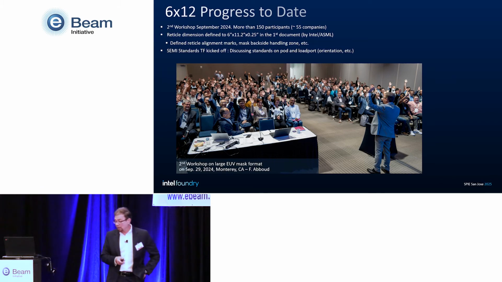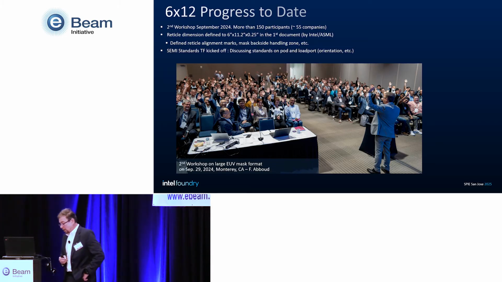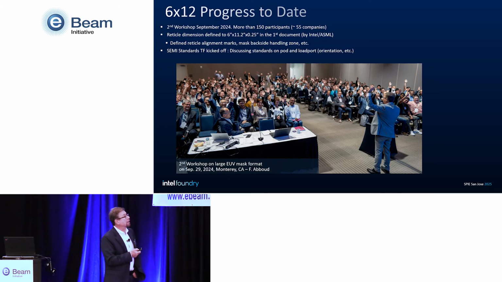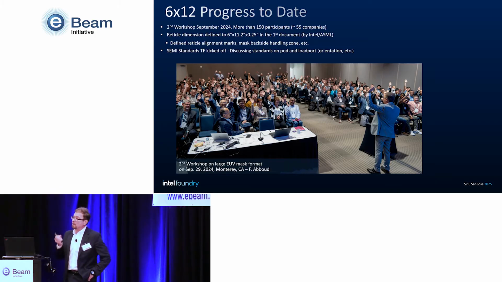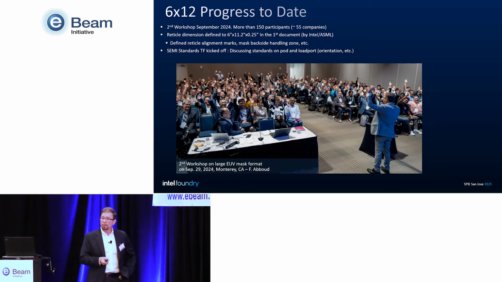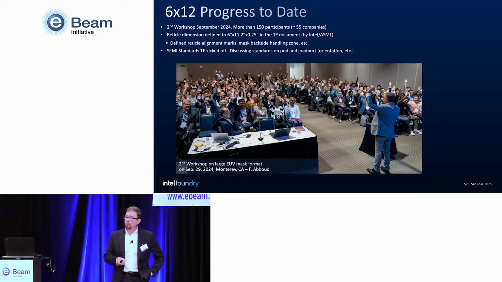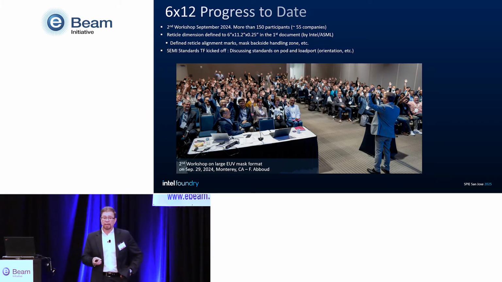But a few things came out of the workshop that I thought extremely important, and I want to point them out. Number one, we definitely have industry momentum. 150 participants showed up, 55 companies. Every single company that has anything to do with reticles, whether in the mask or in the fab or in the CAD area, everybody participated, everybody had a voice.